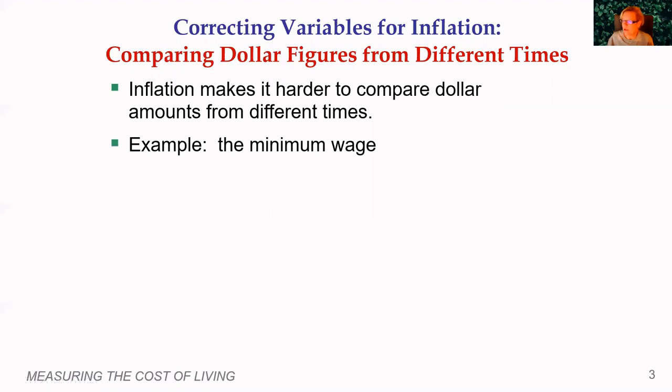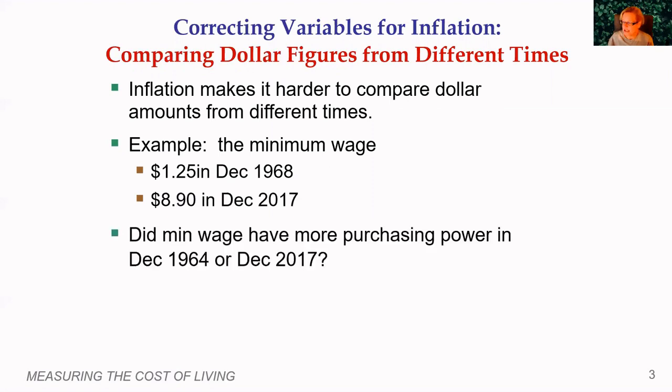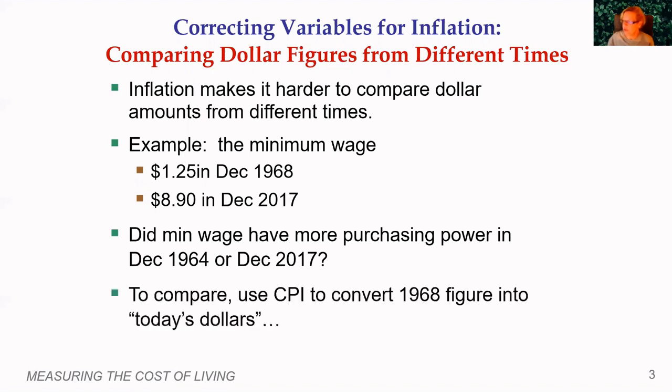Here's an example. We have the minimum wage. It was $1.25 in 1968. It was $8.90 in December of 2017. Did the minimum wage have more purchasing power in 1968 or 2017? This is, again, a person that worked in 1968 saying, I made $1.25, but everything was cheap. And then a person from 2017 saying, well, I make $8.90. And perhaps the person from 68 says, you make too much. But again, we're going to take a look at how we would do this.